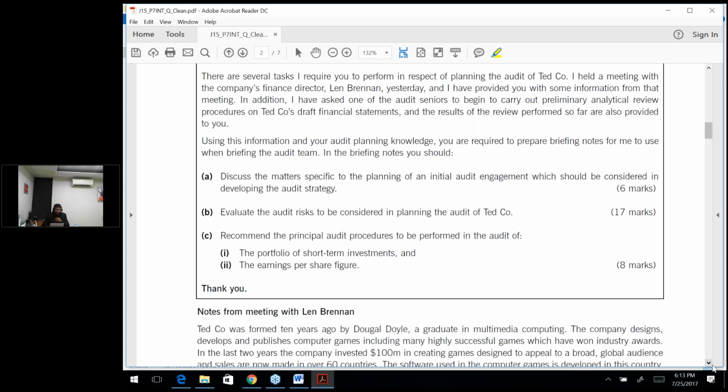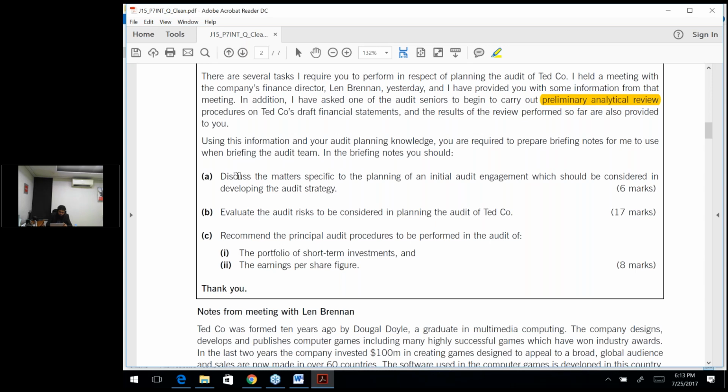I held a meeting with the company's finance director, Len Brennan, yesterday, and I've provided you with some information from that meeting. In addition, I asked one of the audit seniors to begin to carry out preliminary analytical review procedures on TED's draft financial statements, and the results of the review performed so far are also provided to you. He says, using this information and audit planning notes, in the brief, you are required to prepare briefing notes.